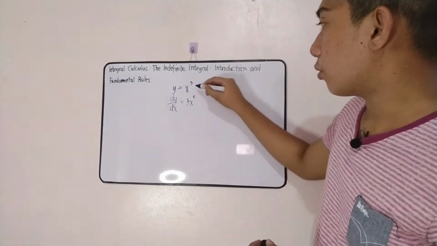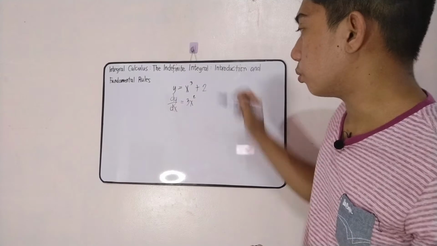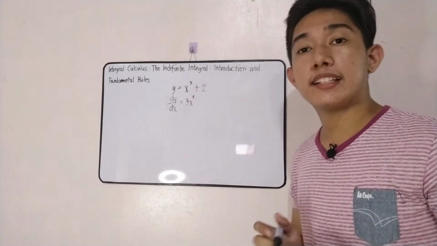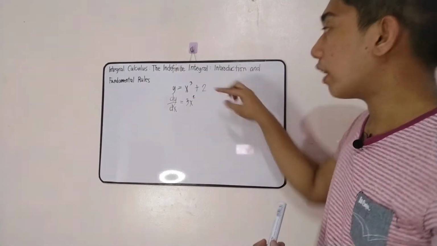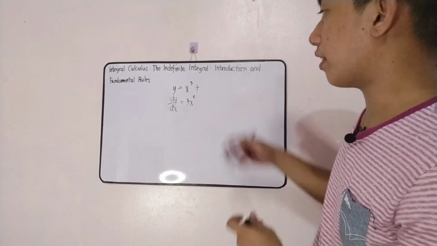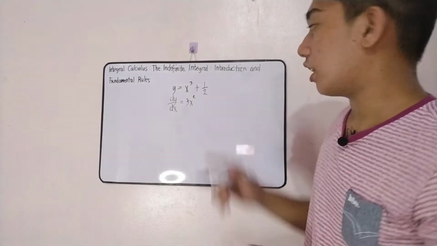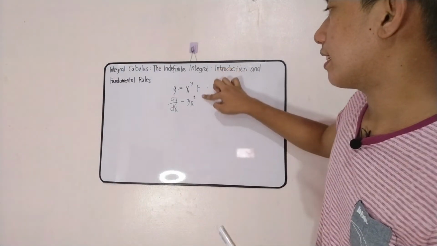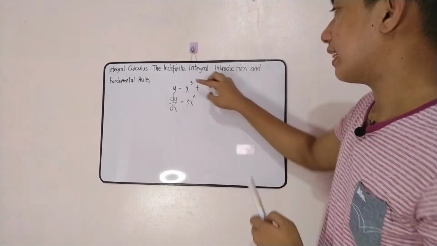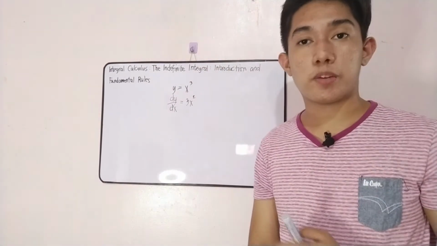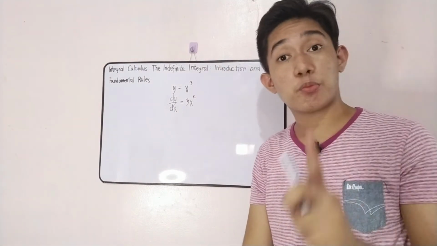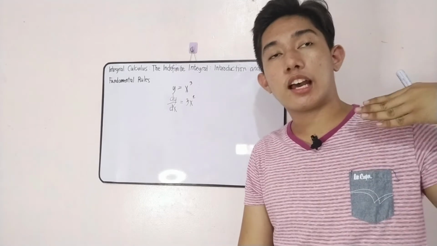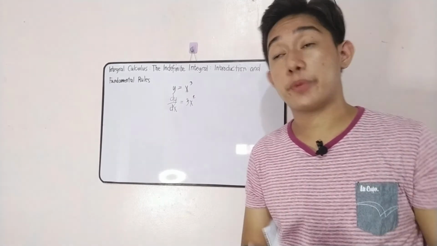So let us say I make it x cubed plus 2. We will be getting the same derivative. Or let's say x cubed plus 1/2. We will still be getting the same derivative. Why? Because the derivative of a constant is always equal to 0. So remember that. That's the basic rule of differentiation.